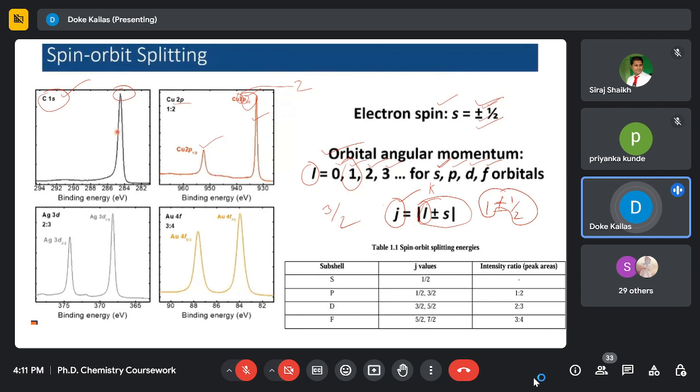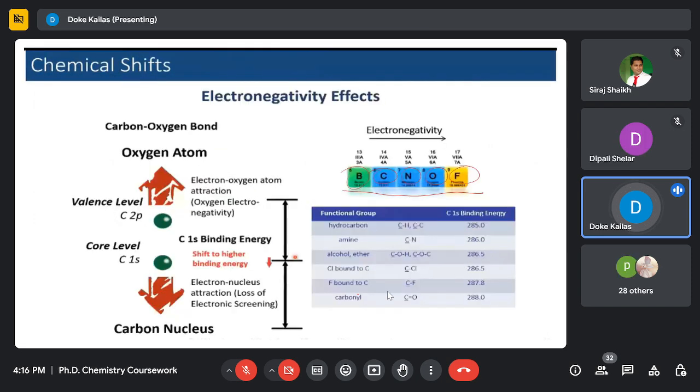Chemical shift. See here, we are shifting across the same period, the same row: boron, carbon, nitrogen, oxygen, fluorine. Electronegativity increases from left hand side to right hand side. Fluorine is more electronegative than oxygen, nitrogen and carbon, and with respect to boron. So here I am showing some functional groups. In fact, in the next slide, I will explain some functional groups in detail.